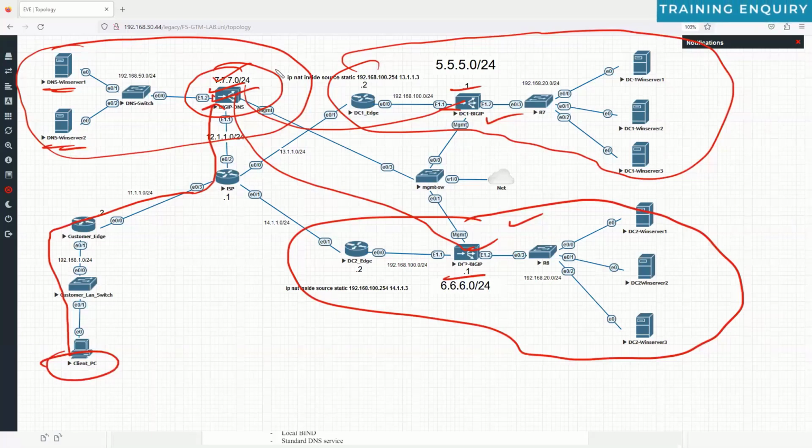Right, sir? So that's the topology. So in practice, where would the BIG-IP DNS be hosted?